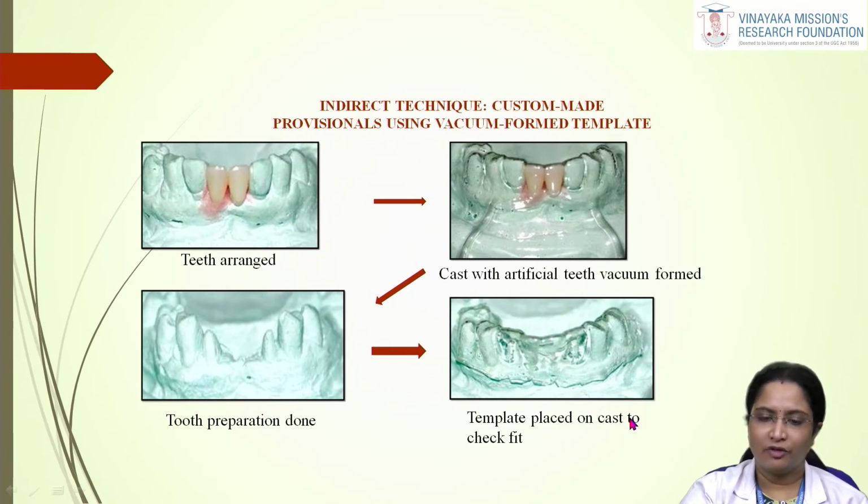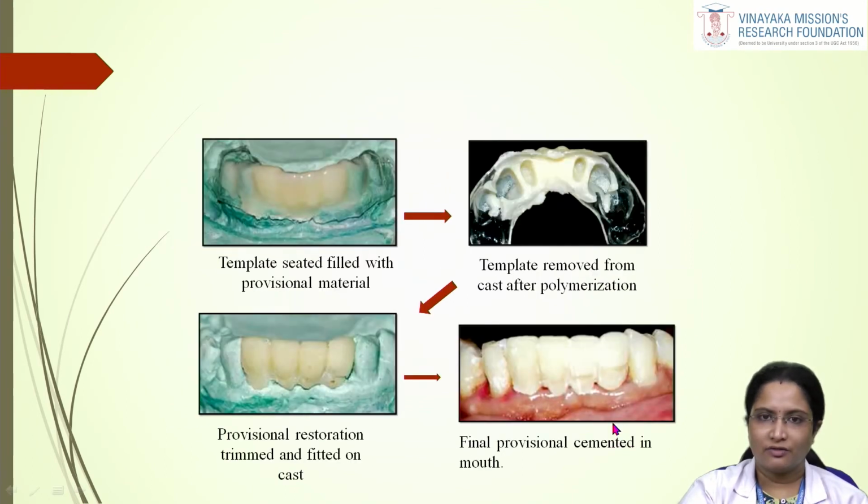This is another example of the indirect technique using a template. First, on the cast, we are arranging the teeth using artificial teeth. Over that, we are using a Wacom template and making a template for the restoration. We are removing the template and doing a tooth preparation on the cast. After that, the template is placed and the fit is checked on the cast. In the intaglio surface of the template, we are placing the temporary restorative material and the template is seated onto the cast, and we get a temporary restoration that has to be checked, trimmed in the patient's mouth and finally cemented in the patient's mouth.